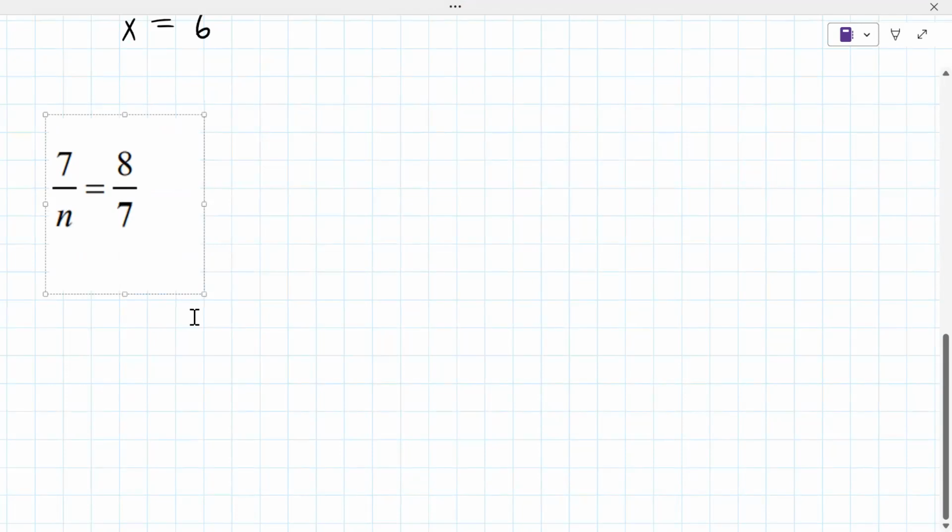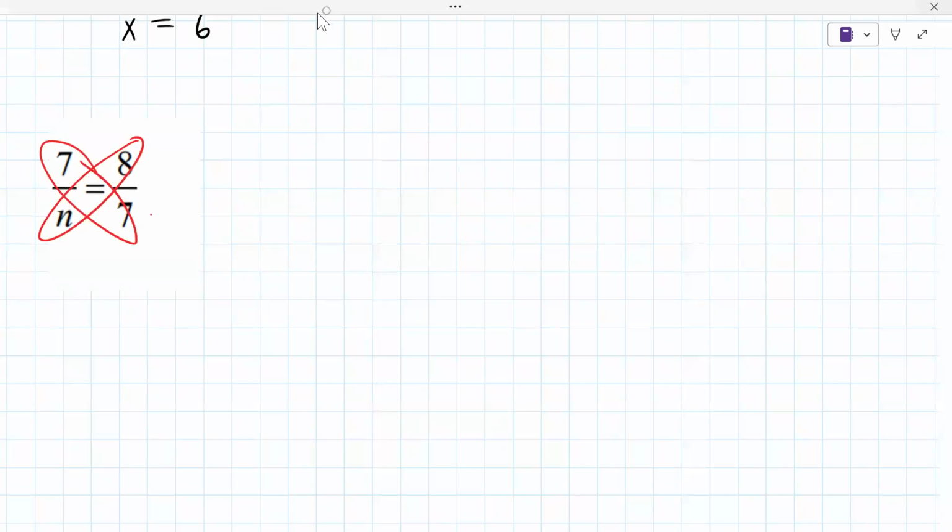7 over n equals 8 over 7. 7 times n equals 8 times 7. n equals 8. No, you got to diagonally multiply here. Oh, I had it set up 7 times n equals 8 times 7.